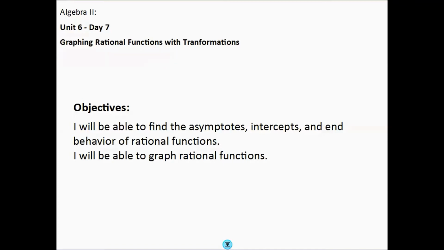Today we're going to learn about graphing rational functions with transformations. By the end of this video, you should be able to find the asymptotes, intercepts, and end behavior of rational functions and be able to graph rational functions.